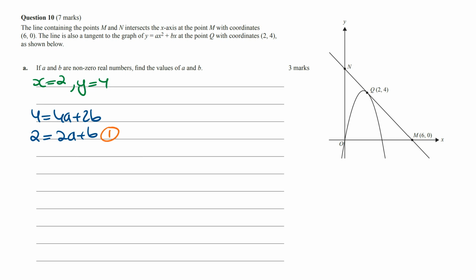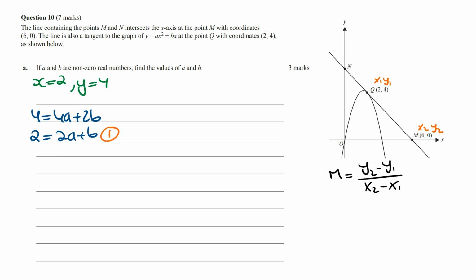The second information we have is the tangent line at the point Q. Given that we have the coordinates of M and Q, we can work out the gradient of this tangent line, which is also going to be the gradient of the curve y when x is equal to 2. If we let this be x1 and y1, and this x2 and y2, then we can work out the gradient of this tangent line using the rule y2 minus y1 over x2 minus x1.